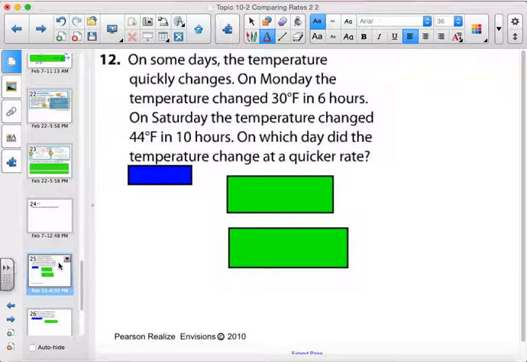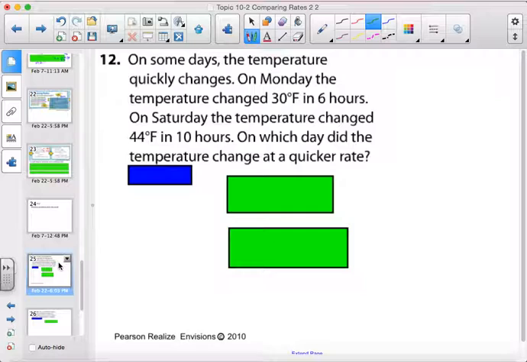Here's our first problem, number 12. See if you can solve this problem. Pause the video and see if you can solve it. All right, here we go. Again, we're comparing rates, and so what we want to do is read the problem first and make sure we understand it. On some days, the temperature changes quickly, okay?